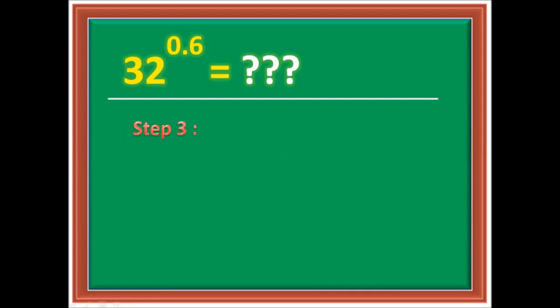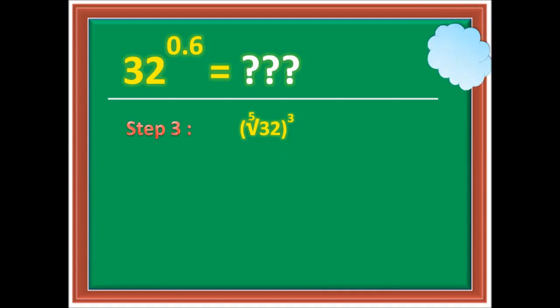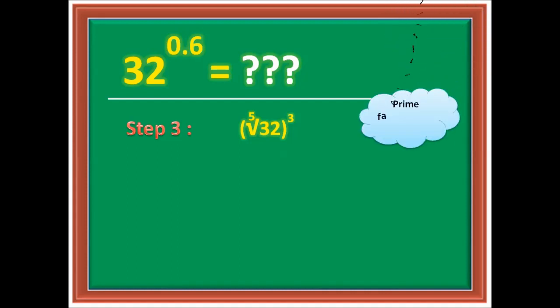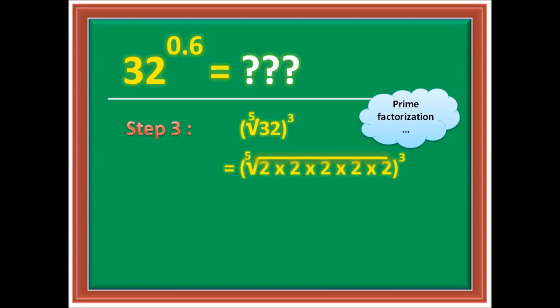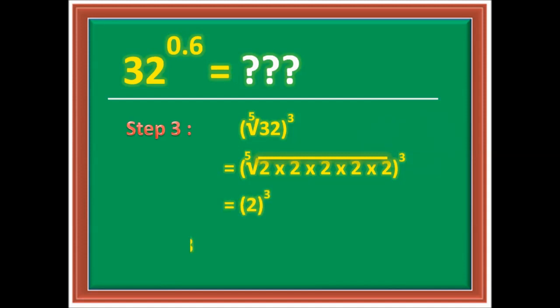Step 3. Now factorize this element. You get 5th root of 2 into 2 into 2 into 2 into 2 whole power 3. You can write it as 2 power 3. The value of 2 power 3 is 8. Yes, you are done.